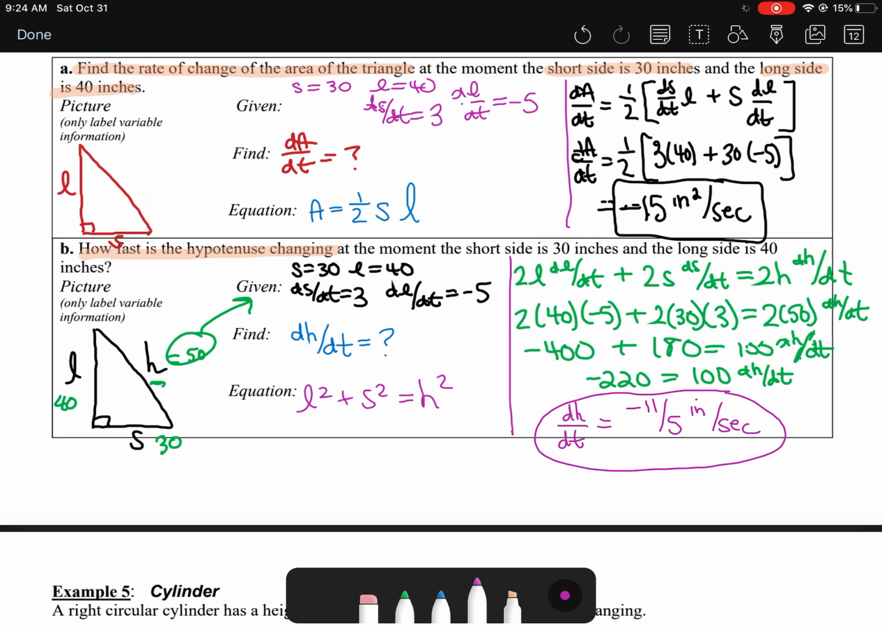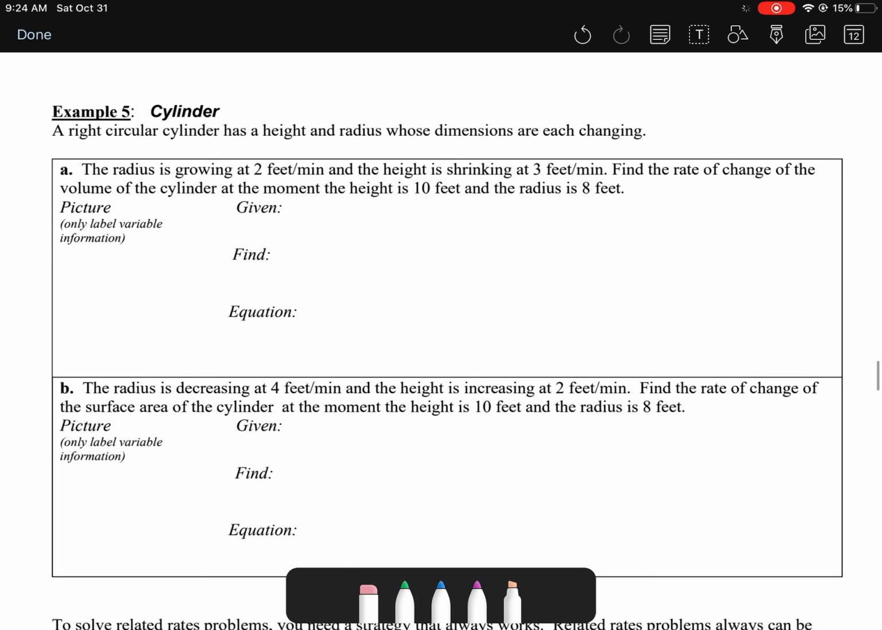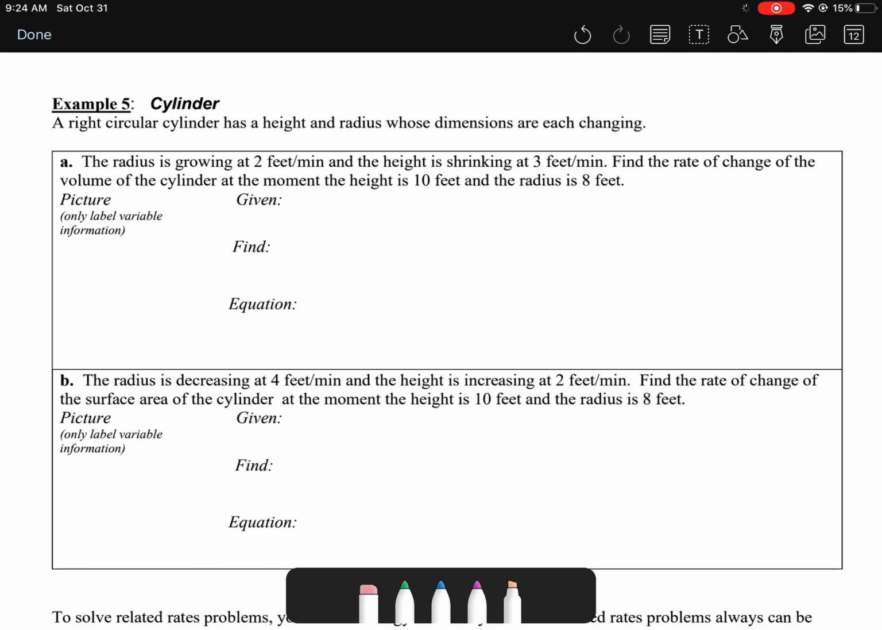Okay, so ideally, this is one that I would like you to try on your own, dealing with a cylinder. Okay, so pause the video, come back and let me know how you did.